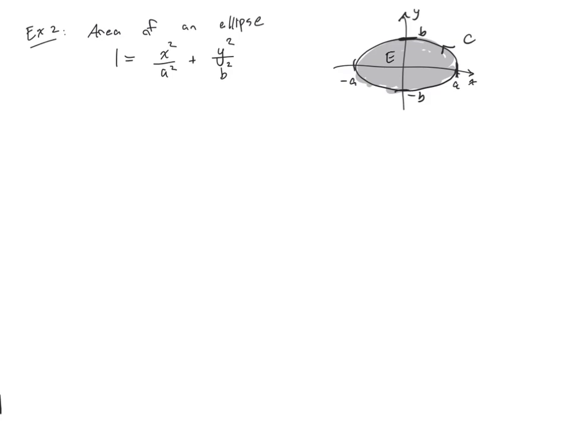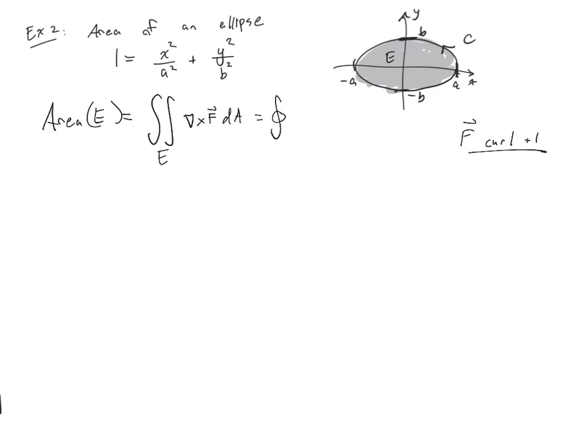So what we want is the area of E, which we can get as the double integral of the scalar curl of one of our nice options, over E dA. And by Green's theorem, we can get that as the integral around C of f dot dp. Now, it's kind of easy to parameterize ellipses because they look just like circles, except they have different radii in the x and y axes.